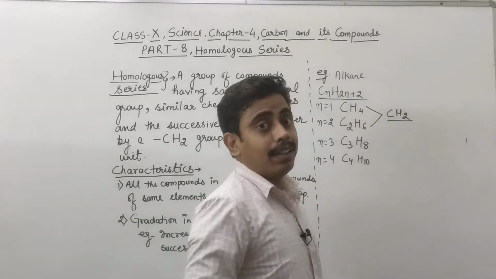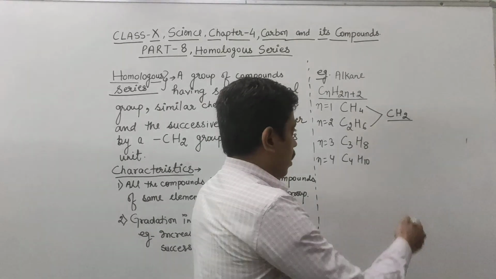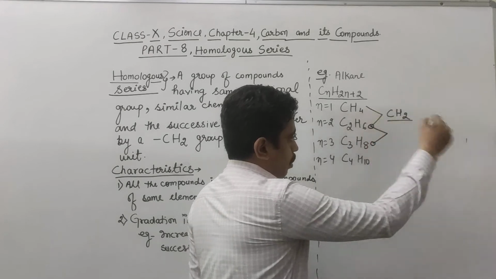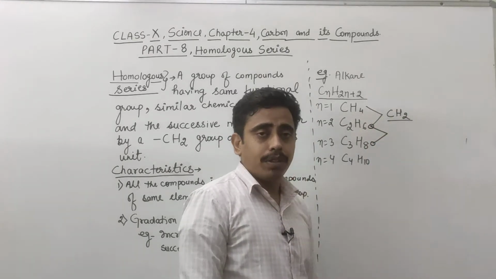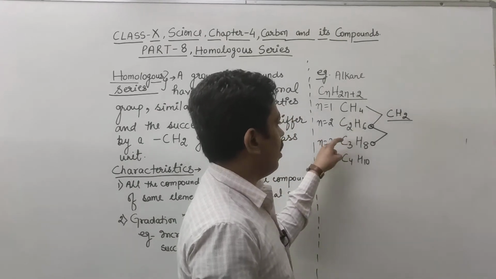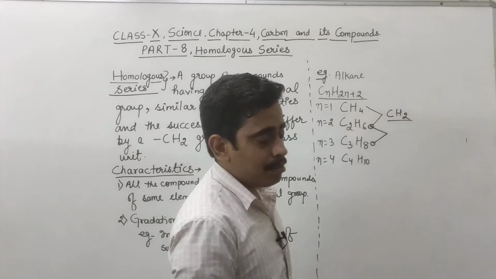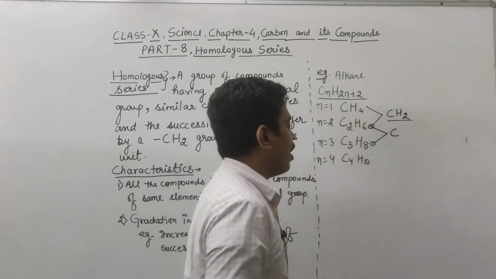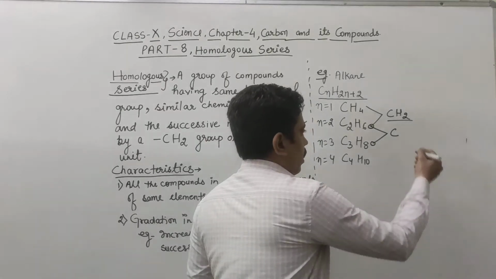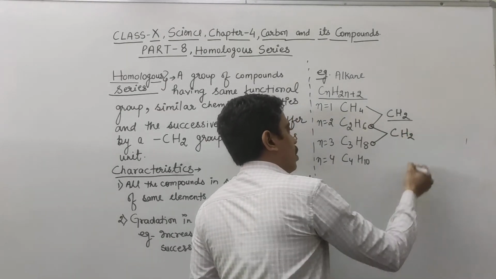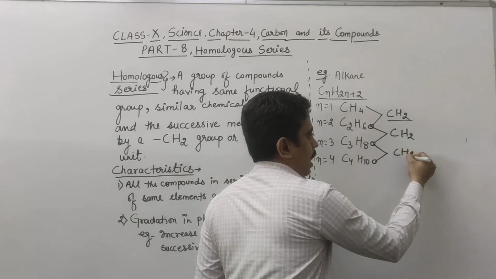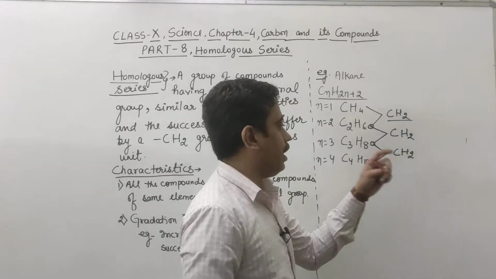Let's follow another member of this series. This compound and this compound. Let's see the difference in the carbon and hydrogen. You will see they have a similar difference. 3 carbon atoms and 2 carbon atoms, the difference is 1 carbon atom. 8 hydrogen atoms and 6 hydrogen atoms, the difference in hydrogen is again 2. Similarly, in this compound and this compound, the difference in carbon and hydrogen is CH2.